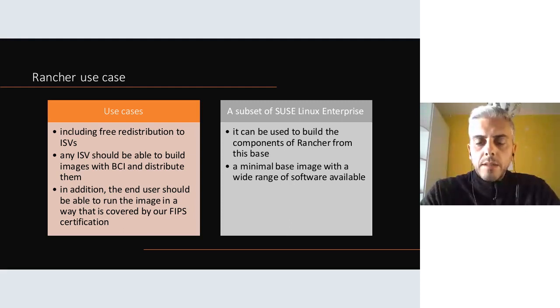The final use case, last but not least, is the Rancher use case. Actually, Rancher has driven a considerable amount of the requirements that we currently have delivered through the BCI effort. And this includes the free redistribution to ISVs. Basically, any ISV should be able to build their images with BCI and distribute them as they see fit.